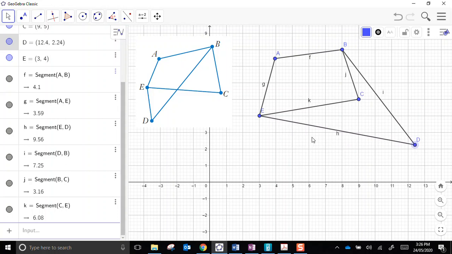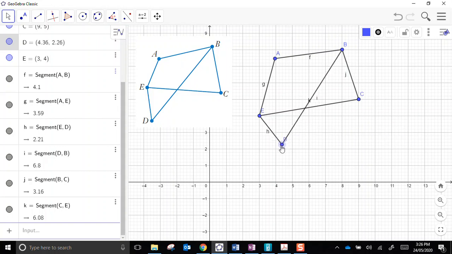If I were to redraw, it's still the same network. It's isomorphic because I have the same number of vertices, the same number of edges, and the same relative connections between them. Now is that the only way I could transform this into a planar graph?